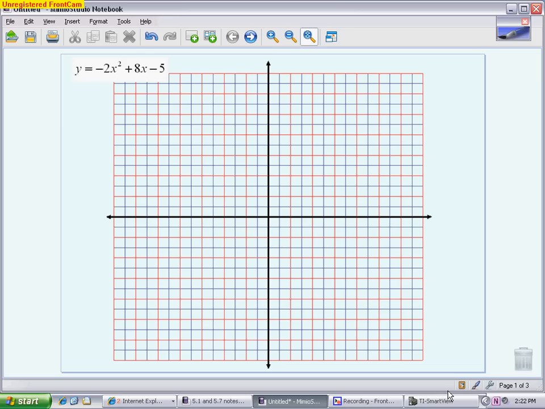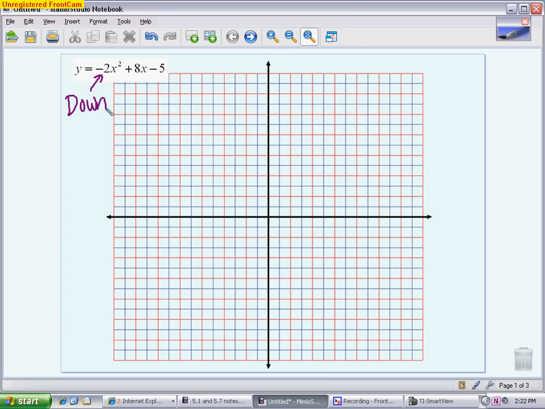First thing that's going to be asked on every single parabola question is, does it open up or down? The way you answer this question is you look at the very first coefficient, that a value we call it, and we see if it's positive or negative. Because this is negative, this is a parabola that opens down.